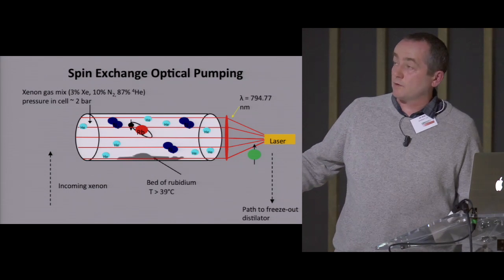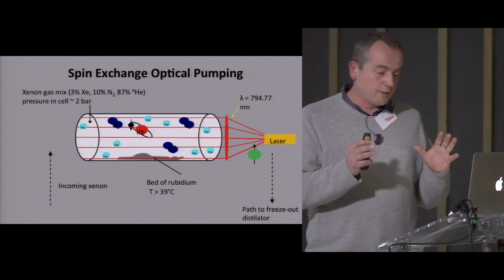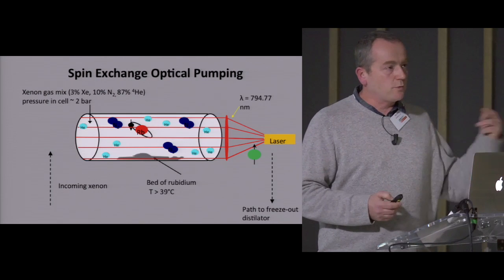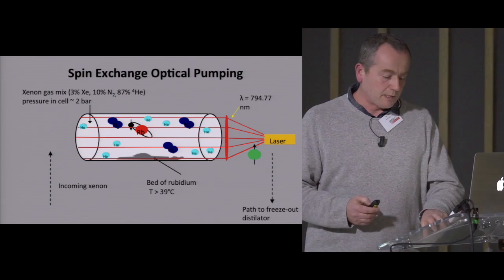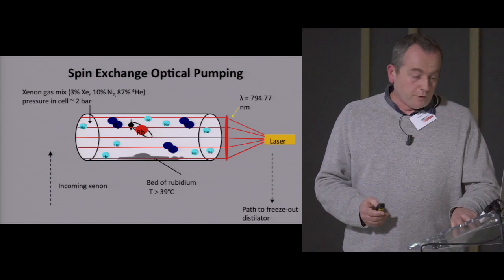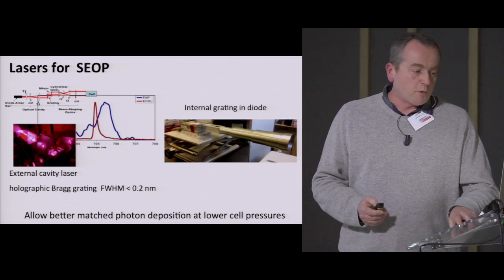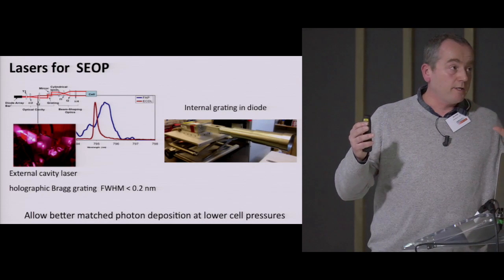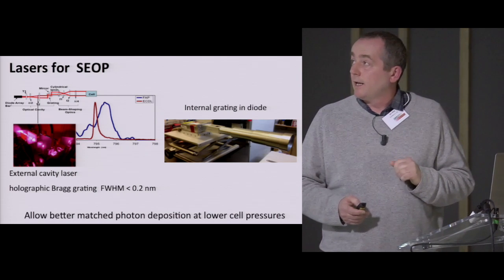So we freeze out xenon as frozen snow in a magnetic field, and it has a long T1 in its frozen state, so we can accumulate it pretty rapidly. Fundamental to this process, we're operating at quite low pressures, 2 bars, in this cylindrical cell.